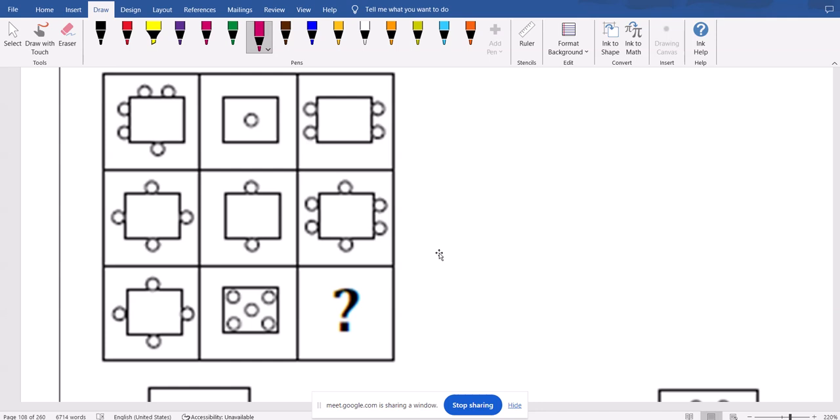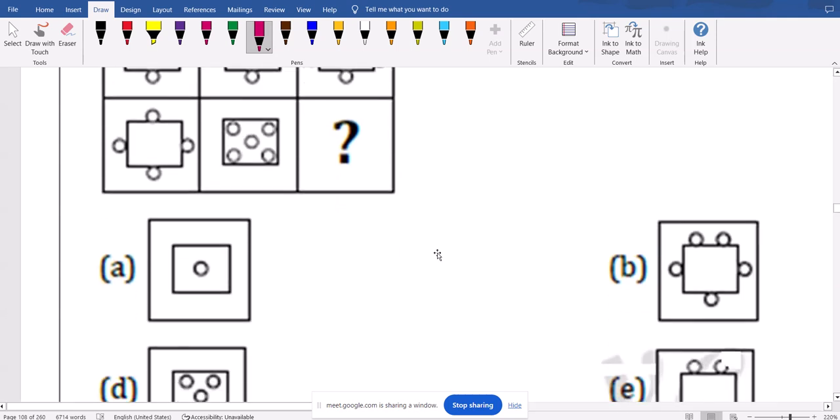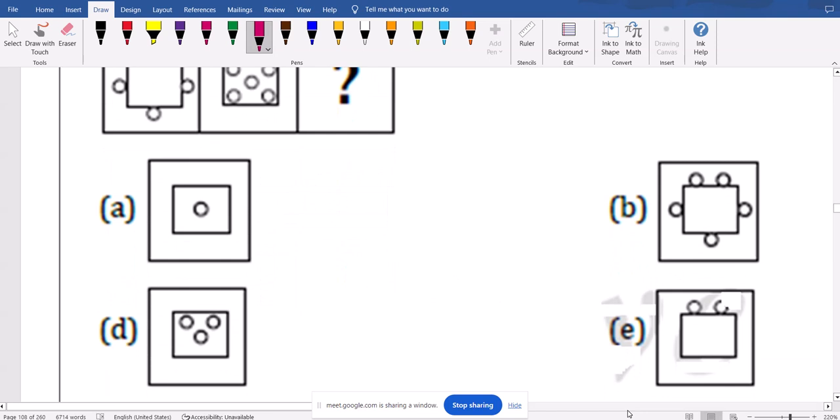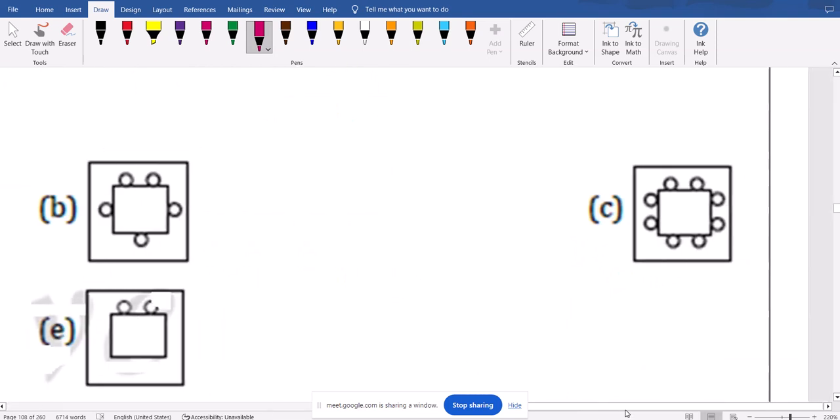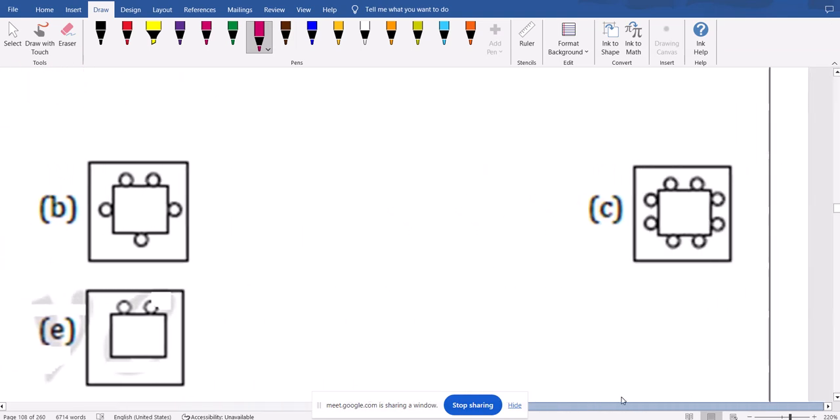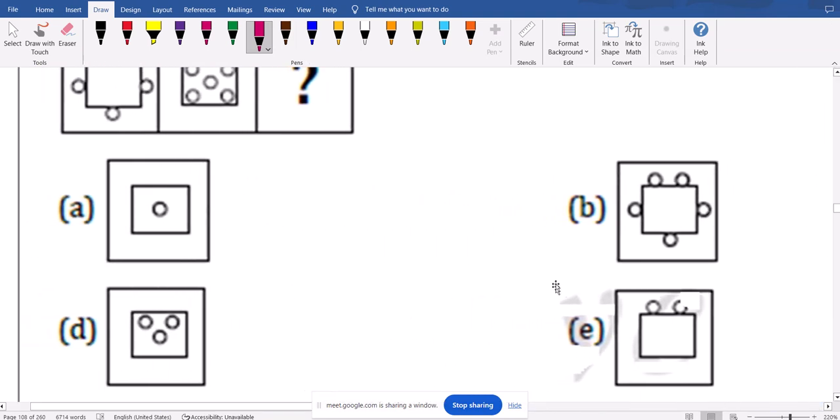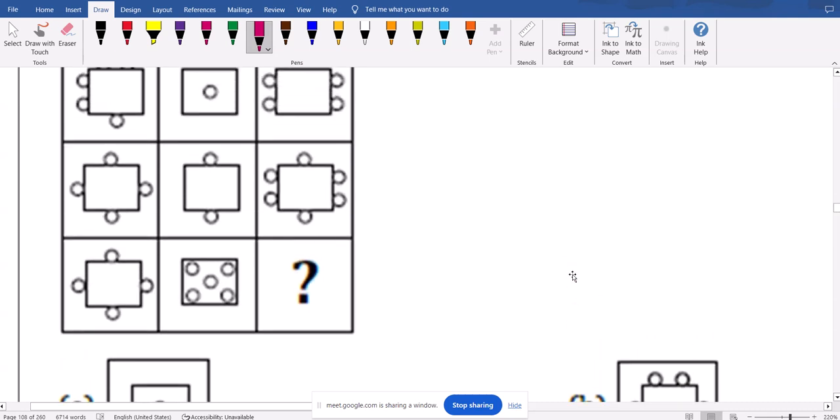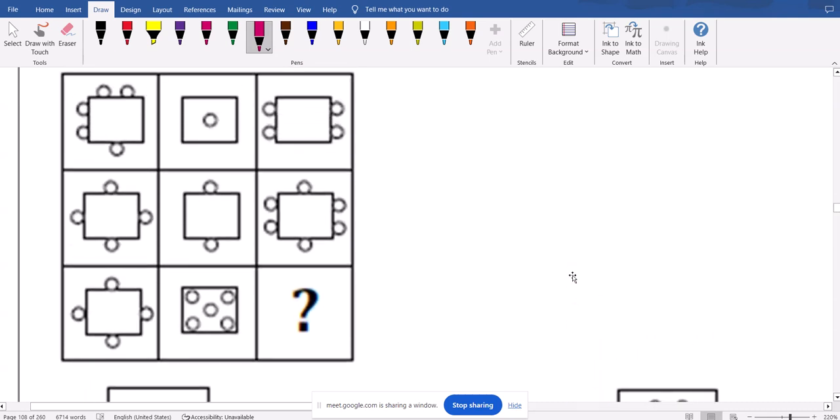Option A. Somebody said option A, somebody said option C. D. D for Delhi. E. A. C. Okay, okay. Fine, we'll check. Okay, what's your logic for C? Somebody said C, somebody said A, somebody said E. So what's your logic here, please?